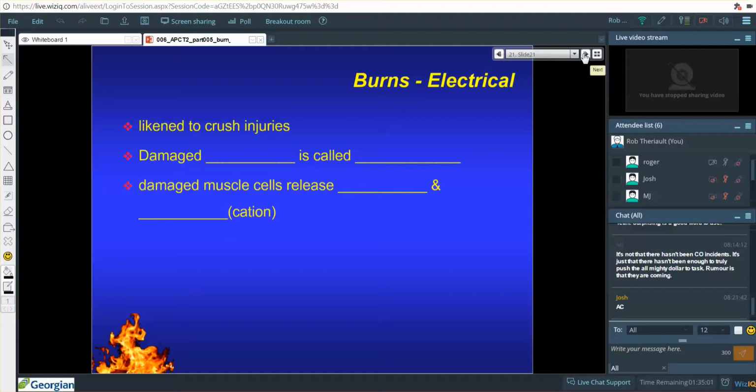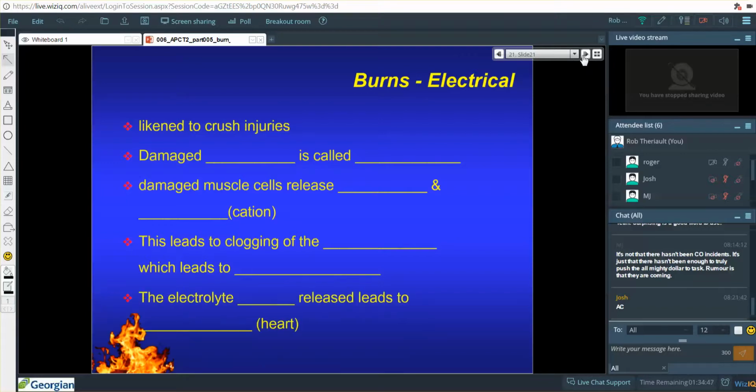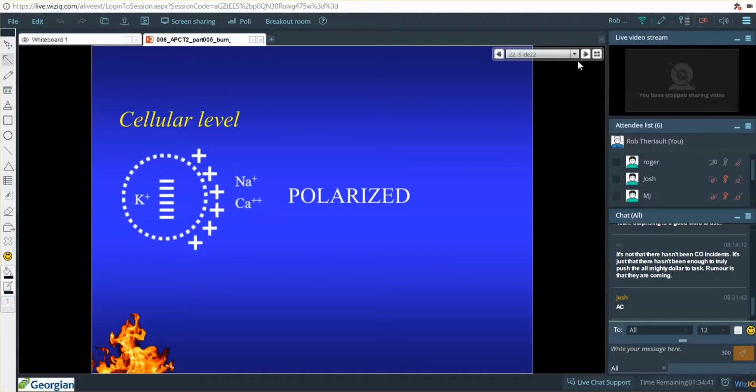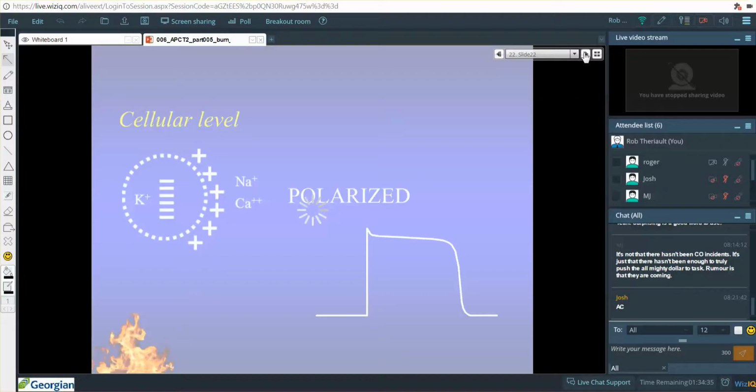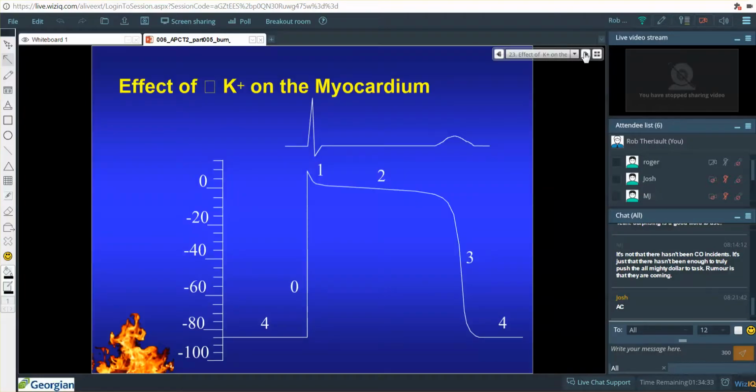So damaged muscle is called rhabdomyolysis, and damaged muscle cells release myoglobin and potassium, and that leads to clogging of the nephrons, which leads to renal failure, and the potassium can lead to dysrhythmias. I'm not going to go through the action potential with the cell, but just remember that potassium is an issue.